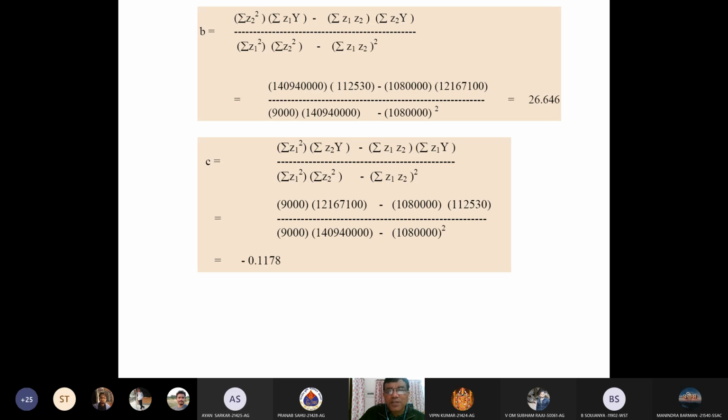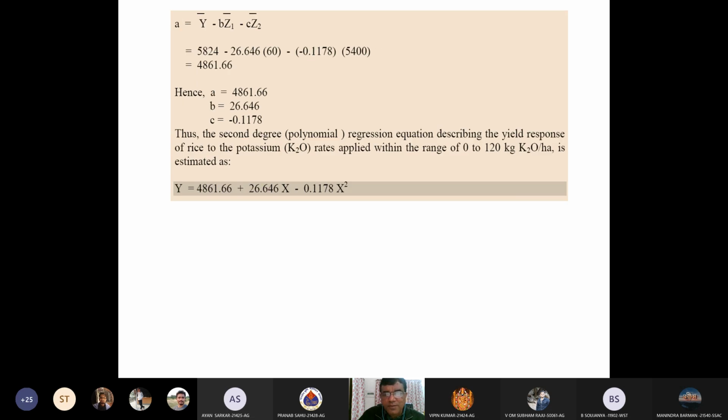C is equal to summation Z1 square and so on. By putting the values of these parameters from the table, you get the C value as minus 0.1178. So now we have calculated the values of B and C, and let us see how we can compute the value of A. Value of A is equal to Y bar minus B Z1 bar minus C Z2 bar. By this formula, we can calculate the value of A. By putting the values of B, Z1 mean, C and Z2 mean, you get the value of A as 4861.66.